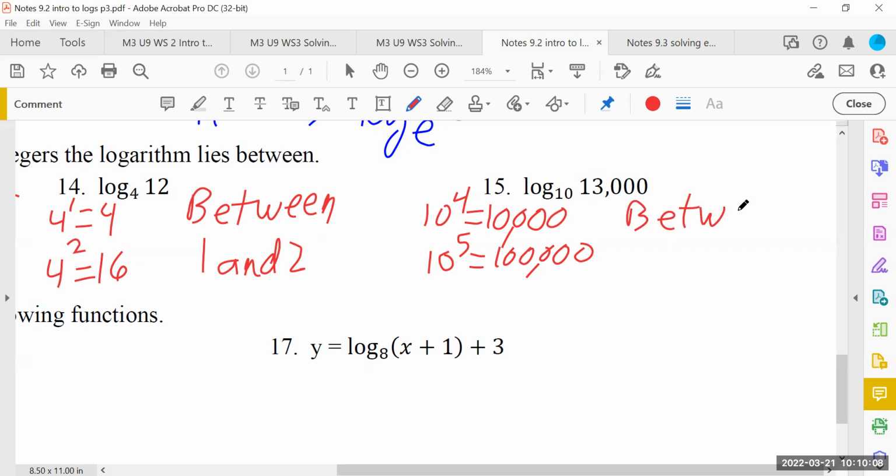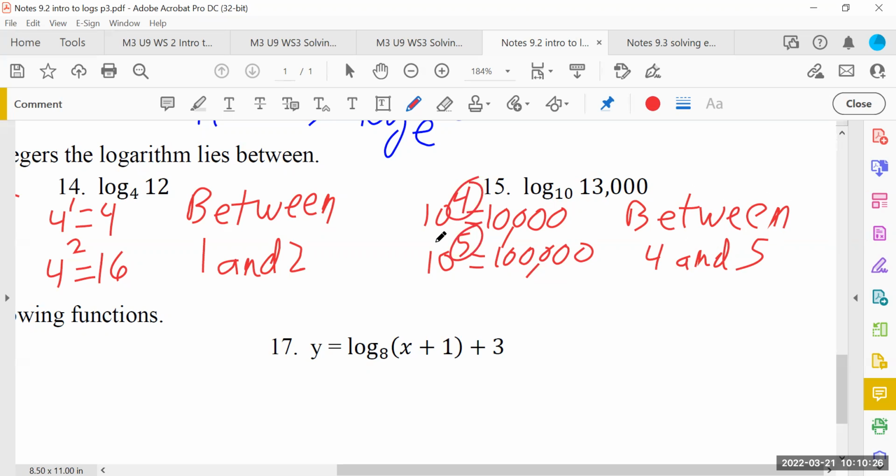Right now, we're just working on the concept. Do we understand how a log works and roughly where that number would be? Between 4 and 5. Remember, your answer is the exponent. So it's between the 4 and the 5. The exponent's right here.